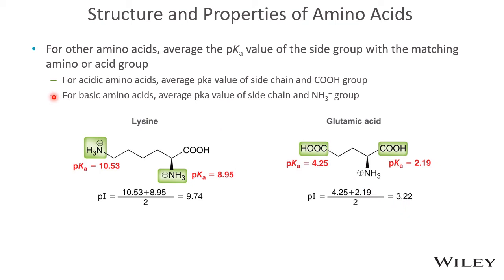For basic amino acids, we average the pKa value of the side chain with the ammonium group. So lysine, which is the example we just did, contains a basic side chain since it's an amino group. So we will take the pKa value for lysine, which is 10.53, and average it with the pKa for the ammonium group, which is 8.95. So for lysine, the highest concentration of zwitterion is going to be at a pH of 9.74.